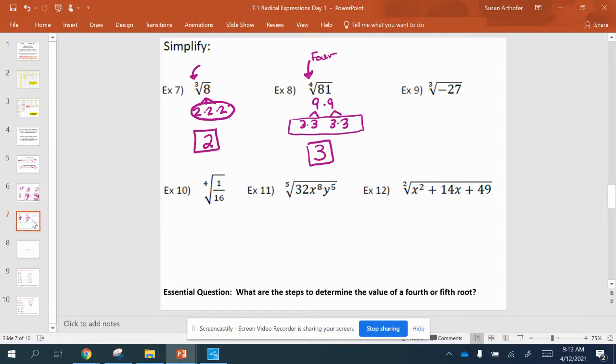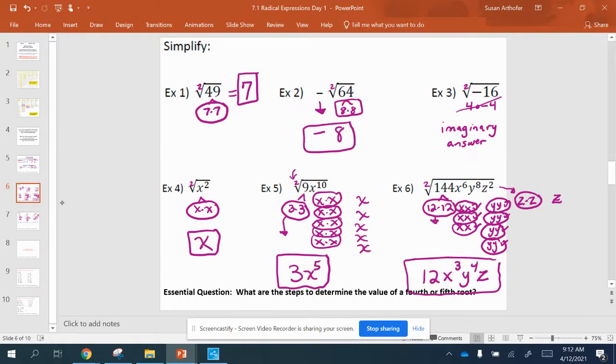Okay, cubed root of negative 27. So I can break this down as 9 times negative 3. I can break down a 9 as a negative 3 times a negative 3. That's true. Negative times negative is positive 9. And I have 3 of the negative 3. So the final answer here is negative 3. So it's okay when you have an odd root, a 3, a 5, a 7, to have a negative in the inside. It is not okay when you have an even root to have a negative in the inside.